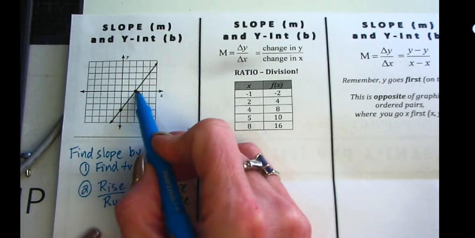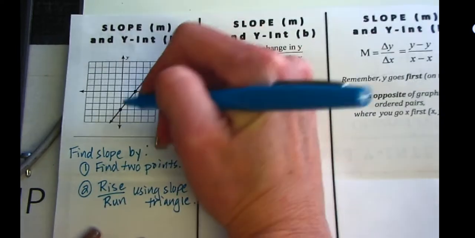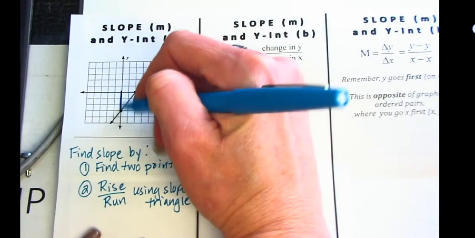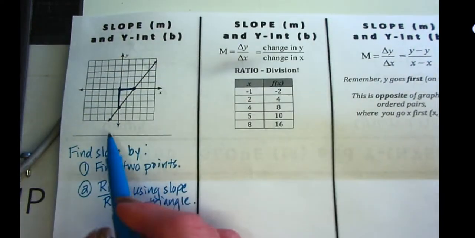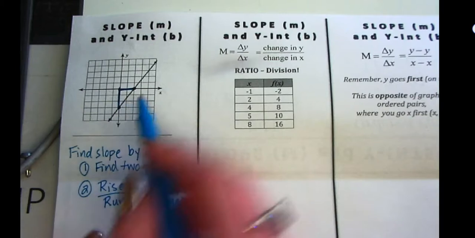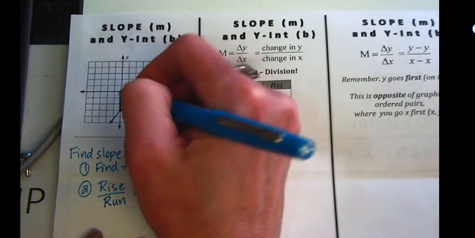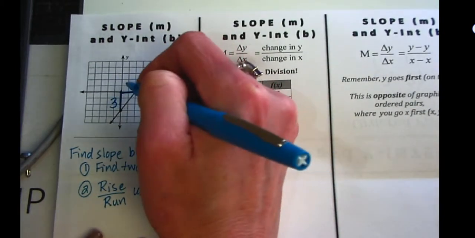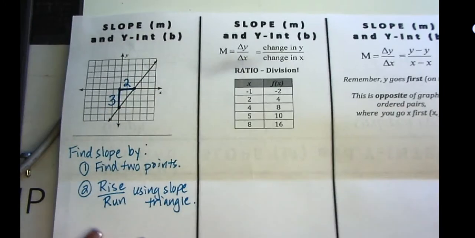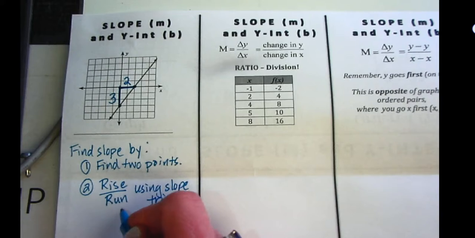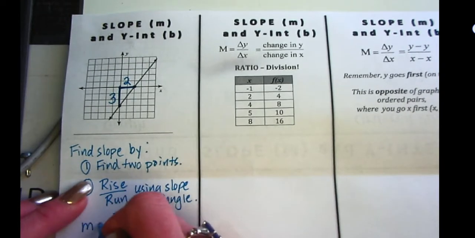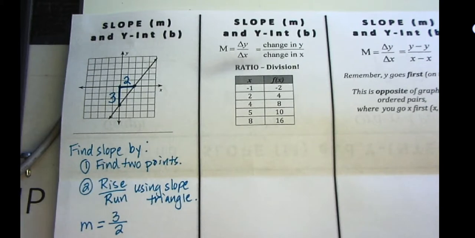So going from here to here, if I want to get to this point, I'm first going to rise, and then I'm going to run. My rise is how much I went up, and I went up 1, 2, 3, and our run is 2. So our slope then would be 3 over 2. So m is equal to 3 over 2. That's our slope.